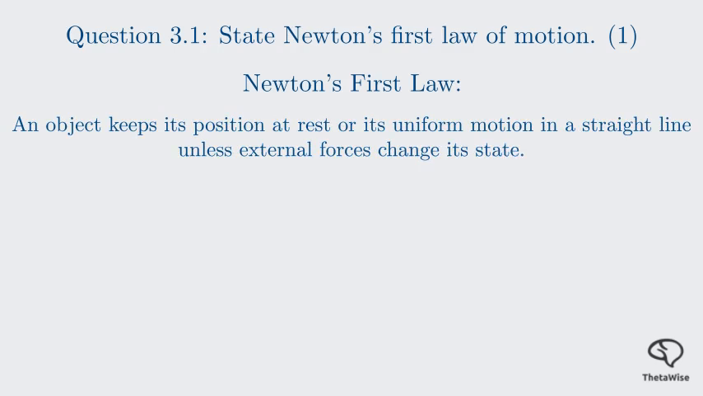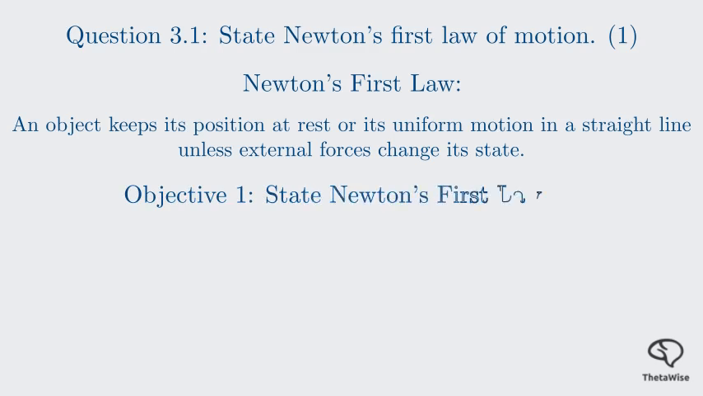This means if an object is not moving, it won't start moving on its own. And if it is moving at a constant speed in a straight line, it will continue to do so forever, unless something pushes or pulls on it to change its motion. So, we have successfully stated Newton's first law, fulfilling our objective for this part of the question. Now let's move on to question 3.2.